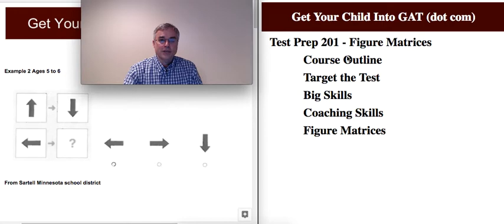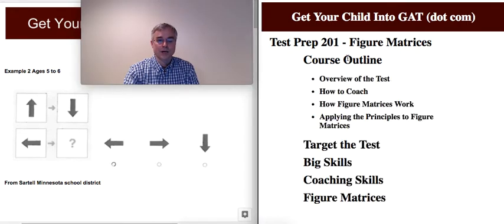I'm starting with figure matrices because what I'm about to describe applies to most test question types on most cognitive skills tests. Although when we get into the details, you'll find that there are some intricacies on each question type. I get a lot of questions about the verbal sections, and next week I'm going to cover those. I consider this a good starting point to launch verbal as well.